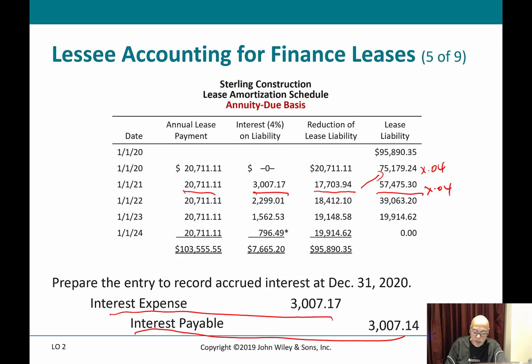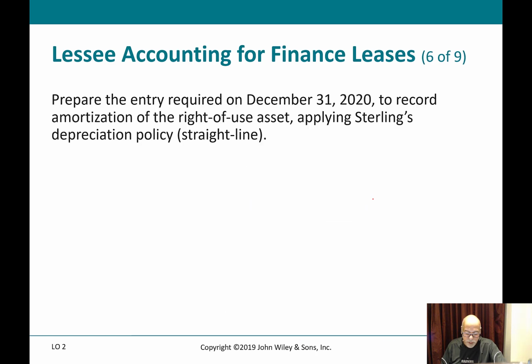So for the next year now, we're going to accrue interest of 229.01. We always pay that $20,711.11, so that we have $18,000 that goes towards the principal, and so on as we amortize the liability. Very similar, guys, to what we did when we were using the effective interest method to amortize our bonds, right? Remember back when we talked about bonds a few chapters back, okay?